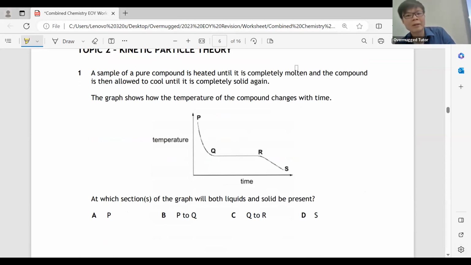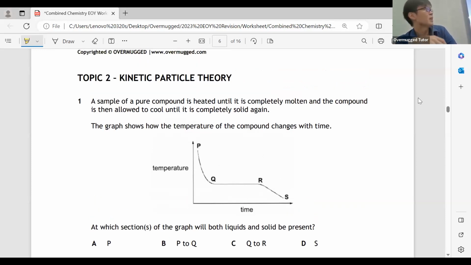A sample of pure compound is heated until it is completely molten, and the compound is then allowed to cool until it is completely solid again. Kinetic particle theory basically is testing on solid, liquid, gases. Whenever you have a temperature graph, try to understand the context. They heat this solid until it becomes molten, meaning liquid, and then this compound is allowed to cool until it becomes solid again. So why do you need to understand the context? Whenever you have this temperature graph, what I highly recommend is you assign the state, even for physics.